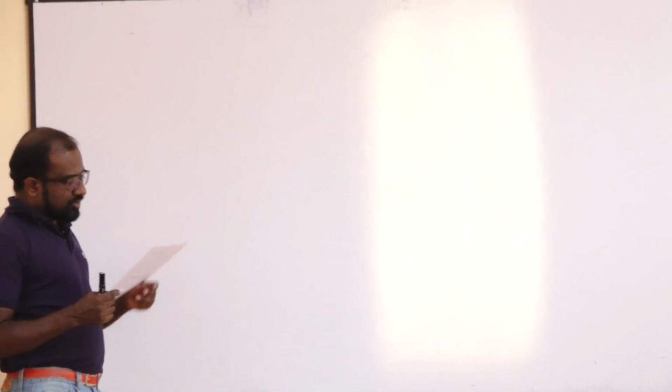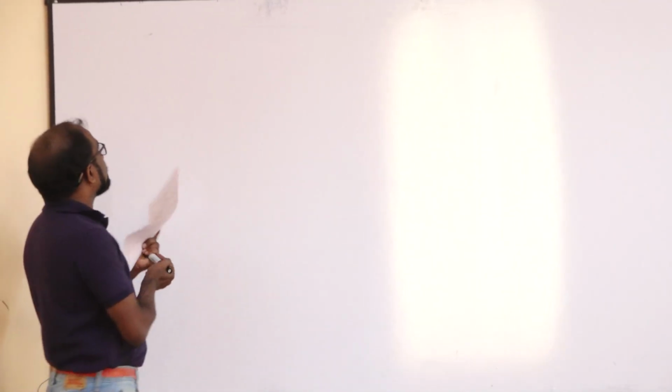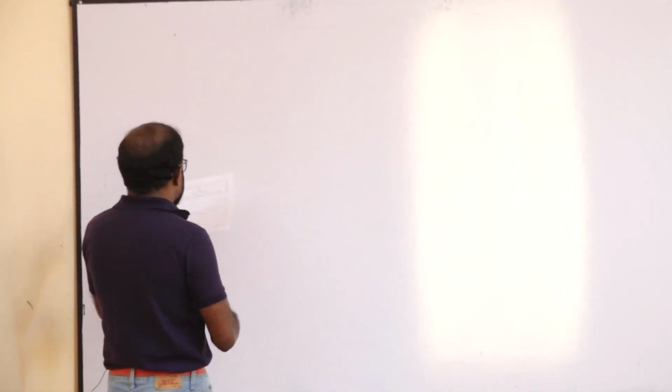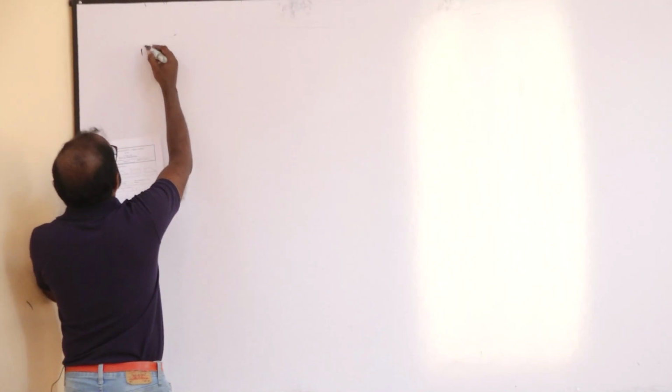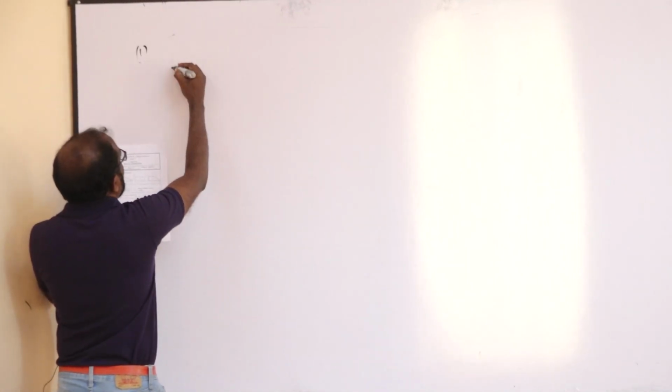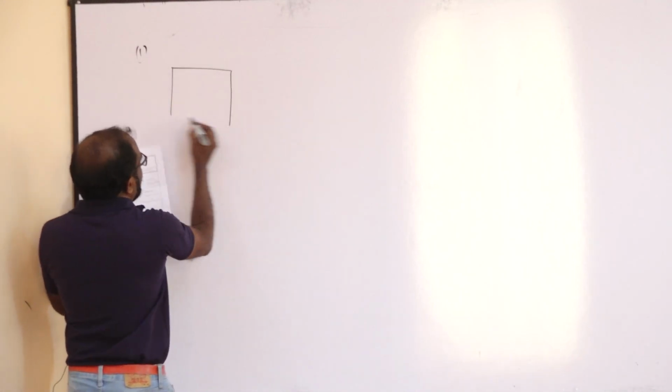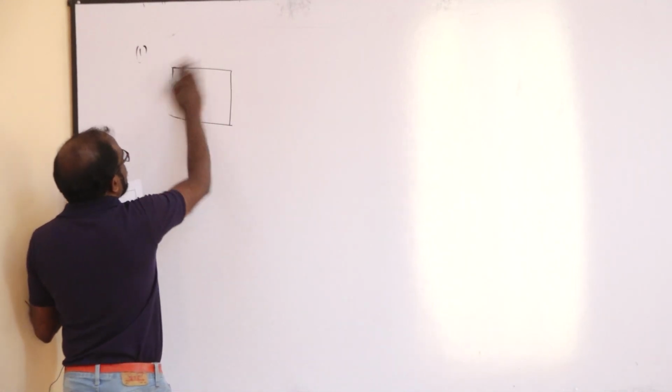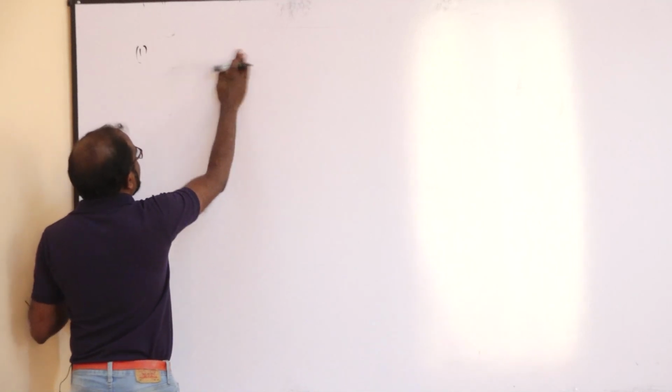We'll start. First question comes from the first lesson, bilateral symmetry. You are asked to underline the bilateral symmetrical figures. That's a very easy question. First one, a square is given. So what do you understand by bilateral symmetry?